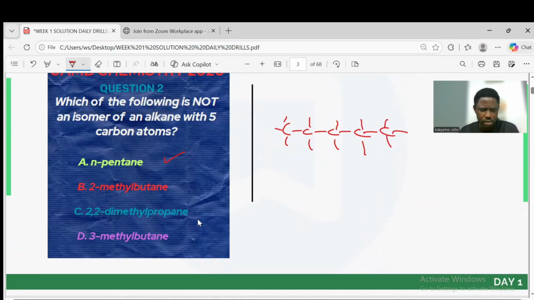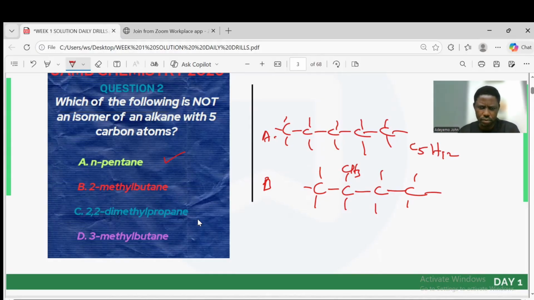2-methylbutane. Okay, let's try that again. That is B, 2-methylbutane. 1, 2, 3, 4. Methyl group attached to carbon number 2. If you put this again, that is also a C5 carbon system. If you look at the pentane, it has C5H12: 1, 2, 3, 4, 5, 6, 7, 8, 9, 10, 11, 12. This also has 12. So that means that's another isomer.